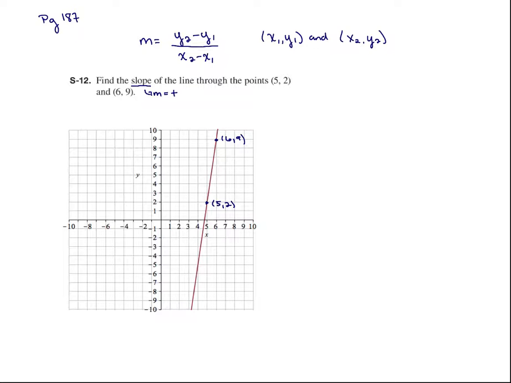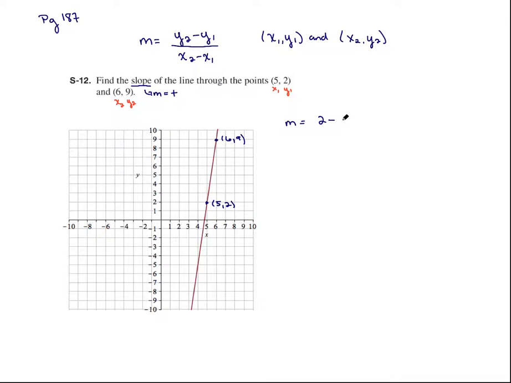What I like to do before I actually start substituting things into this formula is label my points. So if I call this 5 x sub 1, then that means this 2 is y sub 1. Then this point here, we'll call that x sub 2, and if that's x sub 2, we'll make the 9 y sub 2. So now it's just a matter of substituting these values into the formula for calculating the slope.